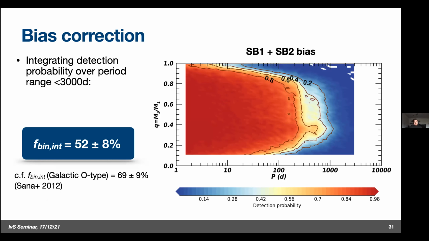If we integrate this detection probability over all the periods that we have, this gives an overall detection probability of about 63%. And this gives us a bias-corrected binary fraction of 52%. Let's compare this to the bias-corrected binary fraction for the galactic O-type stars, which is 69%. With the errors, they are only just in agreement. So this does pretty much suggest another indication of a mass dependence on the binary fraction.